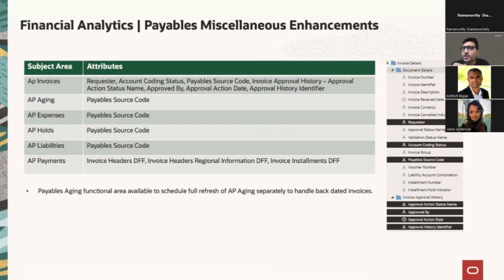Apart from that, payable source code is a common addition which has been done on all the subject areas where we have AP invoices supported. Apart from that, on AP payments, where you would like to do a cross comparison of information between AP payments and AP invoices, you have invoice header related DFFs supported now.